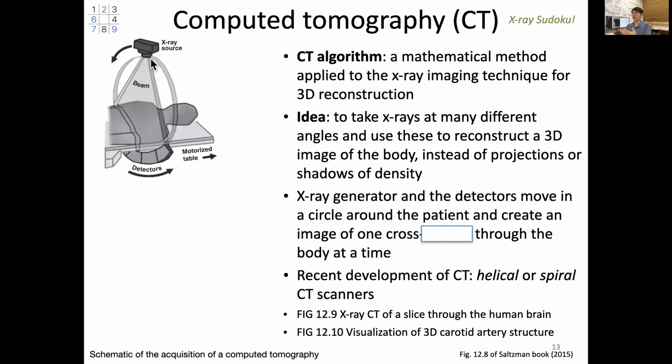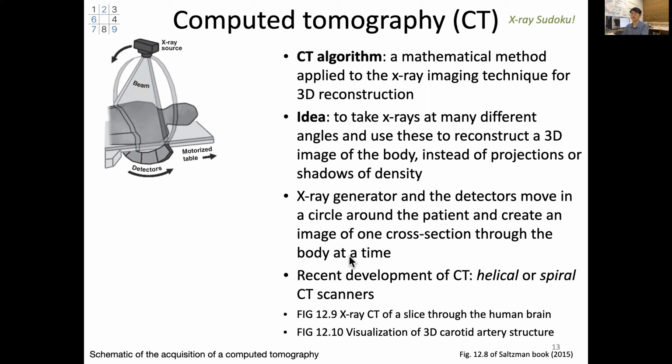So this is how it works. The X-ray source, in this case fan-shaped X-ray beams, passes through, and you have a detector which is also arc-shaped, and this will contain the projection information, and you rotate them. So the X-ray generator and detectors move in a circle around the patient and create an image of one cross section through the body at a time.